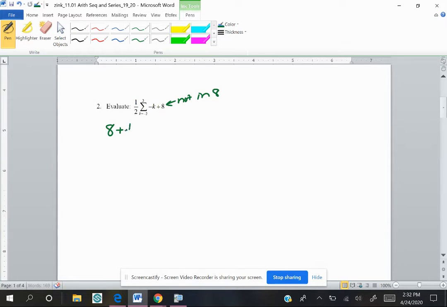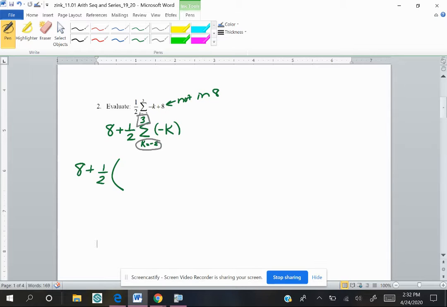So 8 plus 1/2 summation from k equals -2 to 3 of -k. So the 8 and the 1/2 is only going to happen once. They're going to happen at the end. So I'm going to have 8 plus 1/2. And then in parentheses, I'm going to start at the bottom number, subbing -2 in for k. And I'm going to stop at 3.